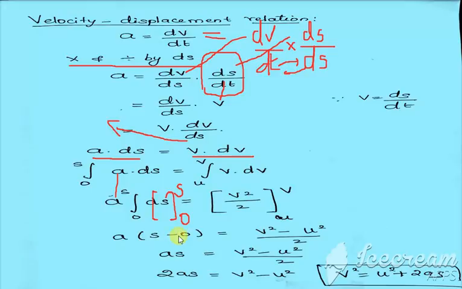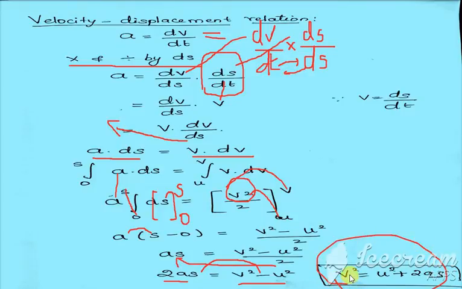Now apply the limits, upper limit minus lower limit. So a into s minus 0. In the same way here also, upper limit minus lower limit. So instead of v square, we write v square minus u square, divided by 2 as it is. Now multiply this inside, s minus 0 becomes s. Then the 2, you are going to bring to the other side. So we get 2as is equal to v square minus u square. Now bring this u square to the other side. So we get v square is equal to u square plus 2as. So this is the third equation of motion, v square is equal to u square plus 2as.